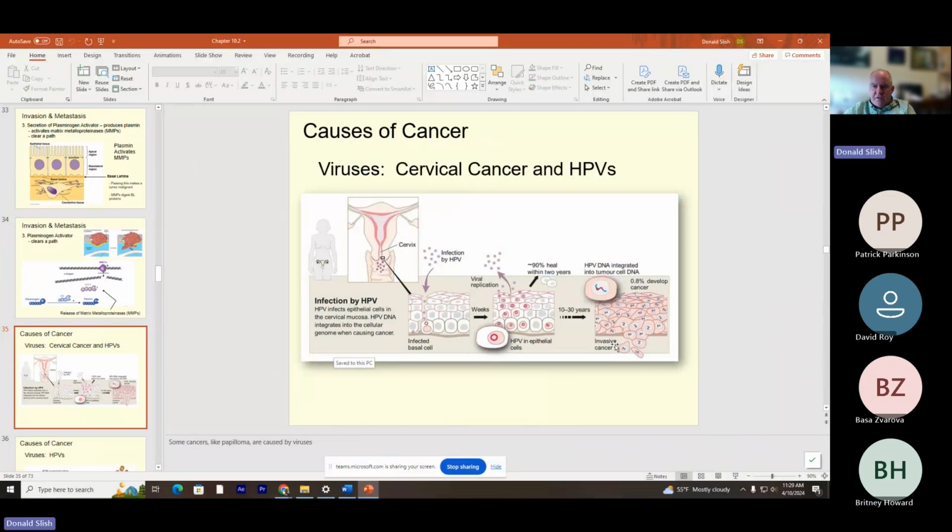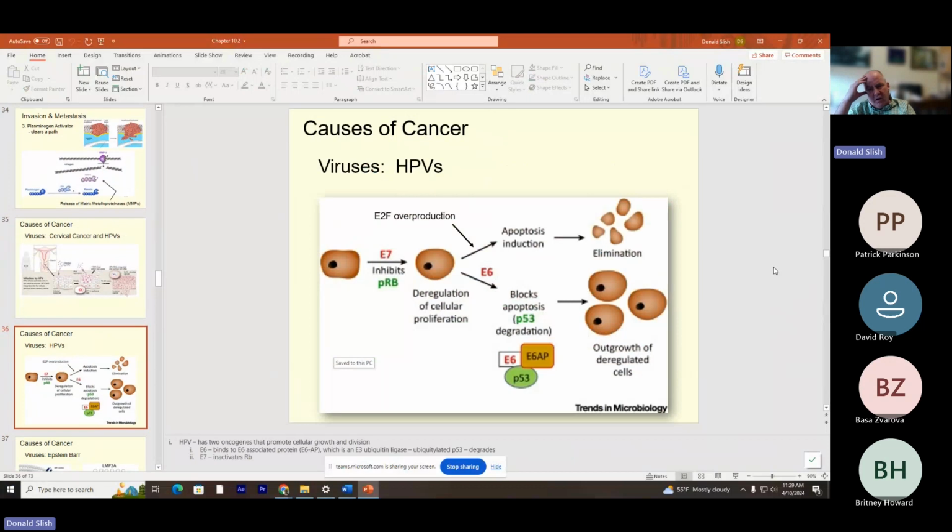So here we have invasive cancer. So that's the HPV, and then we also have the Epstein-Barr virus. Or is this still HPV? No, this is still HPV.